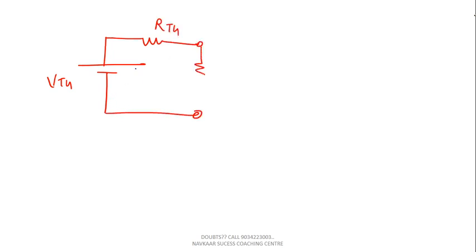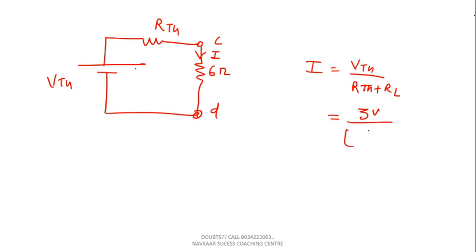Now the next step, we need to draw the Thevenin equivalent, meaning we need to draw the VTH. As you know, VTH is always connected in series with RTH, and you have removed the load resistance of 6 ohm from the C and D terminals. Now you need to calculate the value of current. I is equal to VTH divided by RTH plus RL. The VTH value we got is 3 volt. You need to calculate the RTH value, and tell me in the comment box also what the value of RTH was. RL is how much? 6 ohm. Then you can easily calculate the value of current.